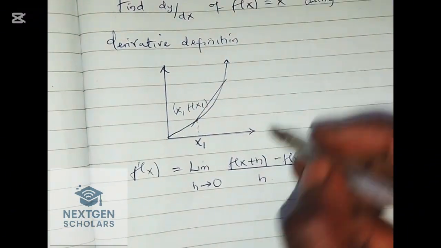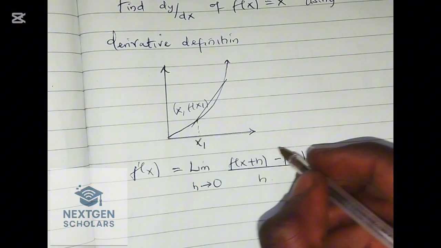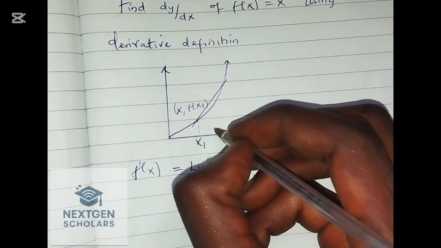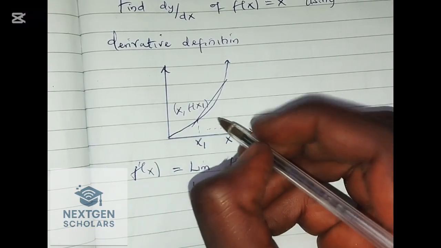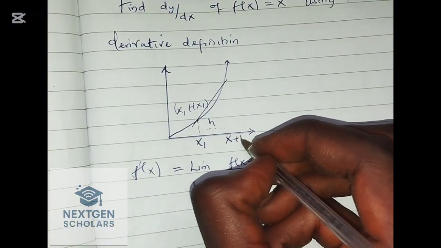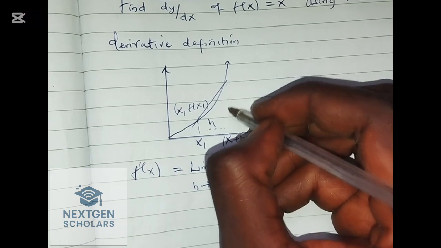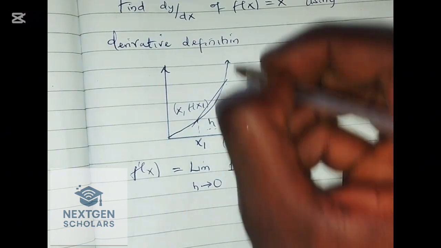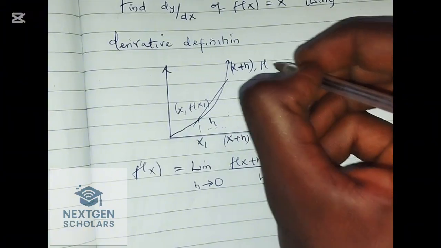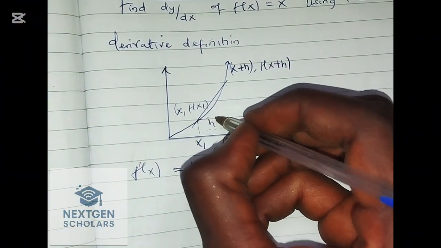That's good. Now, if I move a distance away from x, let's say I move to this point here, a distance away from x. Let's call that distance h. So if here is x1, here should be x plus h. And the corresponding value here should also be what? x plus h, and f of x plus h. Yeah, so that is the idea.